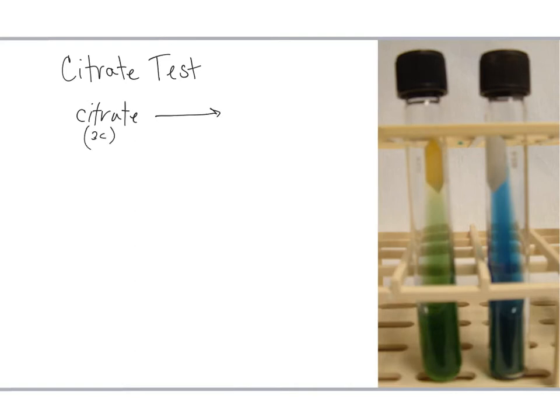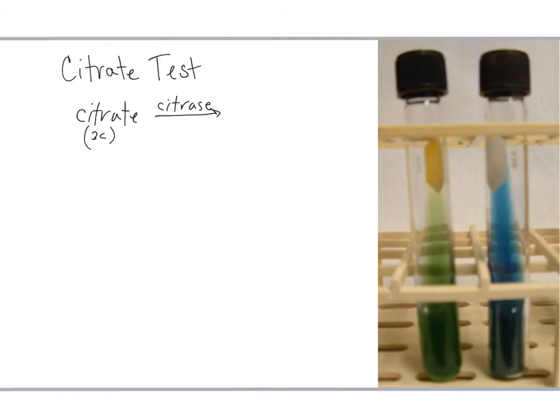All right, so moving on to the 4th test in that IMViC series, that is the citrate test. Okay, this is our first slant that we're going to inoculate, and we're testing to see if organisms can use citrate, this is a 3-carbon compound, as their sole carbon source. Okay, they can if they have the enzyme citrase, which is actually a permease enzyme that allows them to bring that inside of the cell.